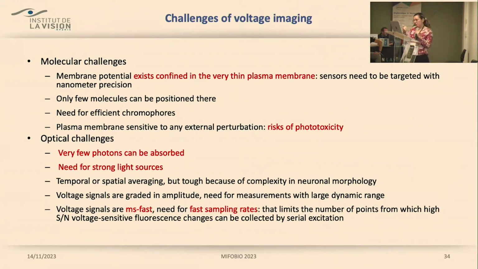So first, by being like that, we risk easily photodamaging our neurons, being phototoxic. If we want to send a lot of light to have a high signal to noise ratio, there are very few photons that can be absorbed by this thin membrane of the neuron. So we need to illuminate with high intensities, which can destroy our neurons. And we need to go very fast because the voltage sensors report action potentials that, as I told you, are of the order of 2 to 3 milliseconds.